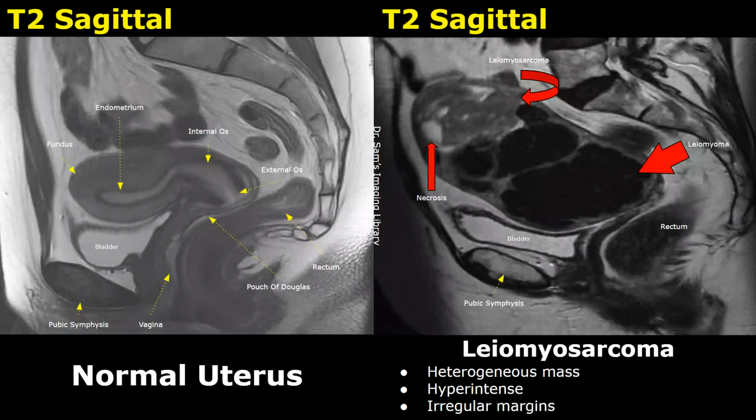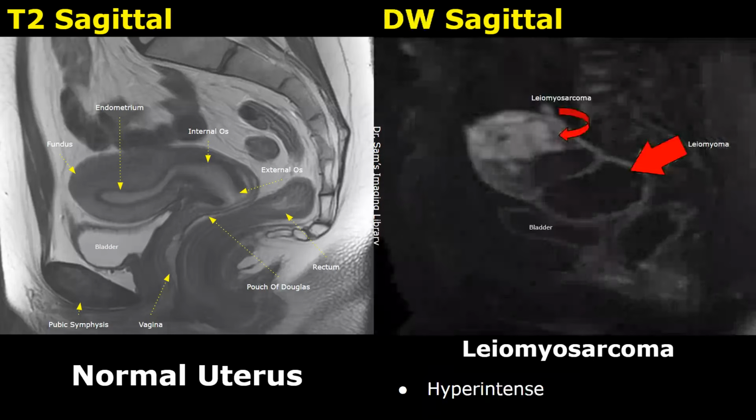This is a T2 sequence and it shows both benign and malignant fibroids. This mass is heterogeneous, hyperintense, and has irregular margins. Here is a diffusion weighted sequence. The leiomyosarcoma gives a hyperintense appearance.